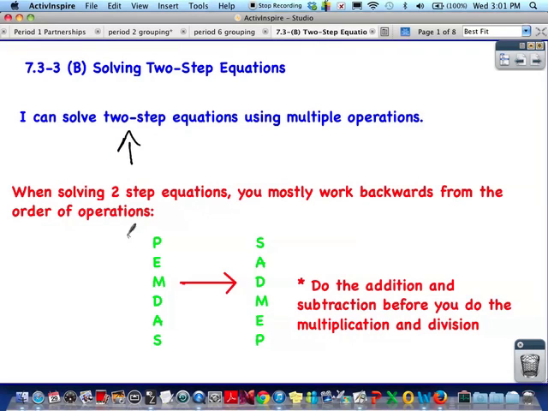Here's a big hint for you. When solving two-step equations, you mostly work backwards from the order of operations. So we're doing everything backwards. We've spent years teaching you how to do PEMDAS: parentheses, exponents, multiplication, division, addition, subtraction, and now we're going to tell you to do it backwards. Don't you just love us math teachers? Okay, make sure you get your I can statement down and we're going to jump into some examples.